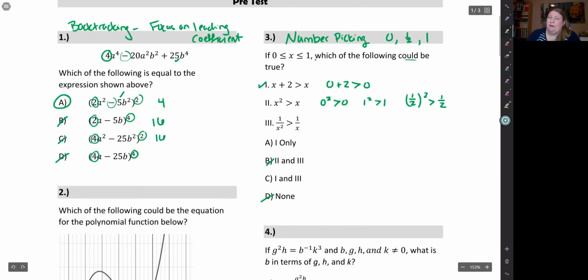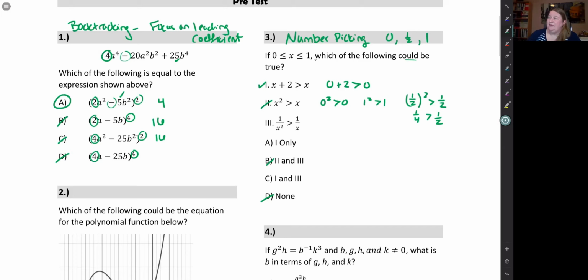This is where you have to remember the rules about squaring fractions, right? Usually when you square something, it gets bigger. Not fractions, at least not fractions between 0 and 1. They will get smaller when you square them. So what we're saying here is 1/4 is greater than 1/2. That is not true. I do not think that 2 is the correct option.